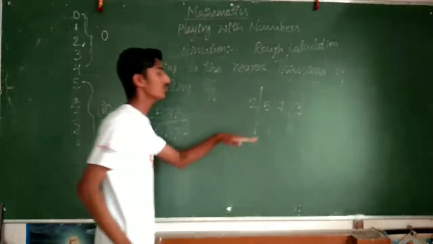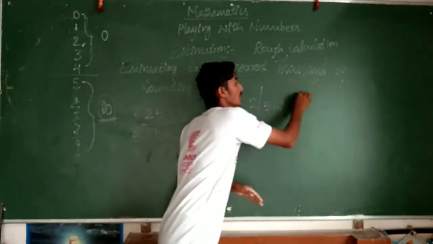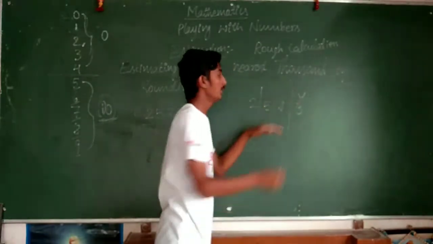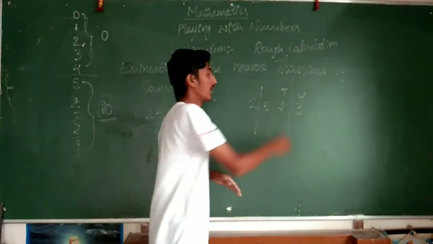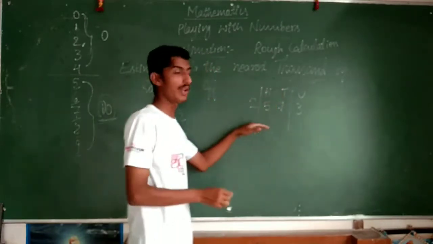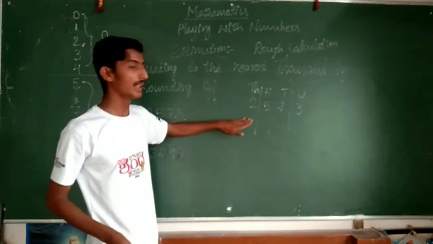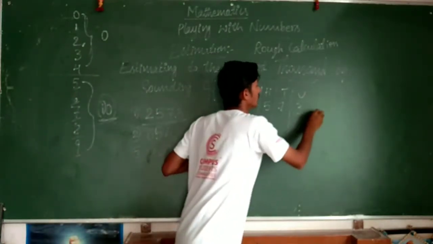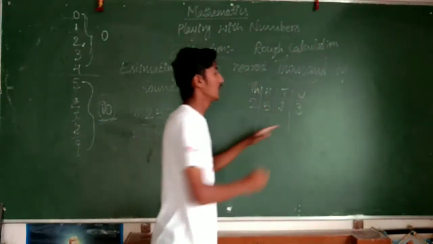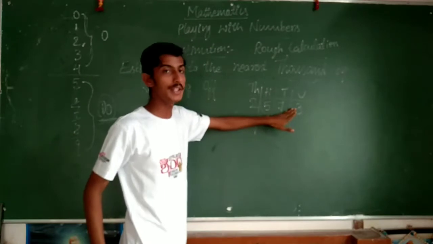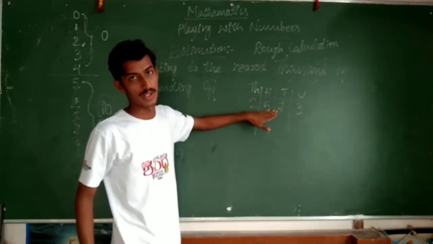2573. In unit place we have 3. In 10 place we have 7. In 100 place we have 5 and in 1000 place we have 2. The second step is to make a 0 in unit place, 10 place and 100 place.